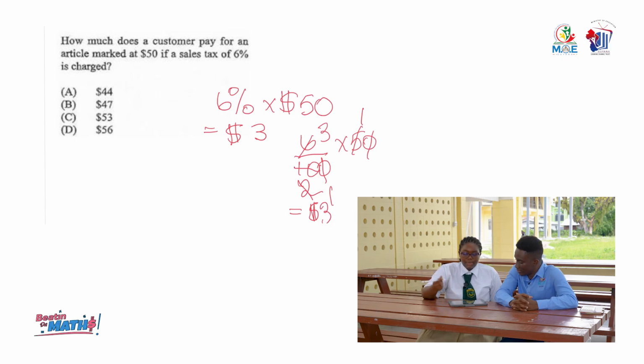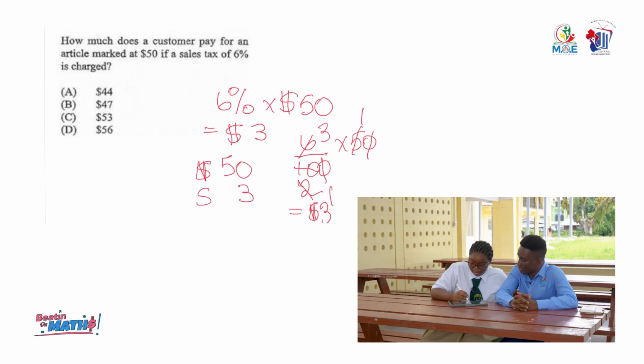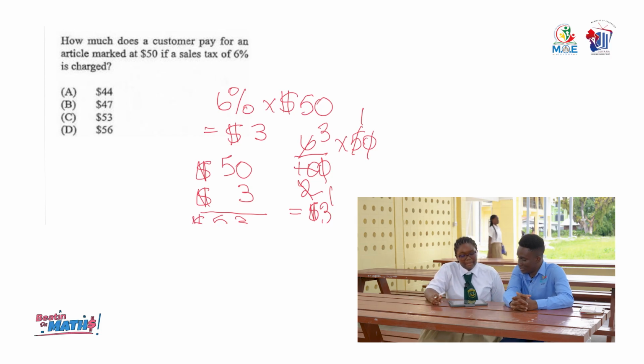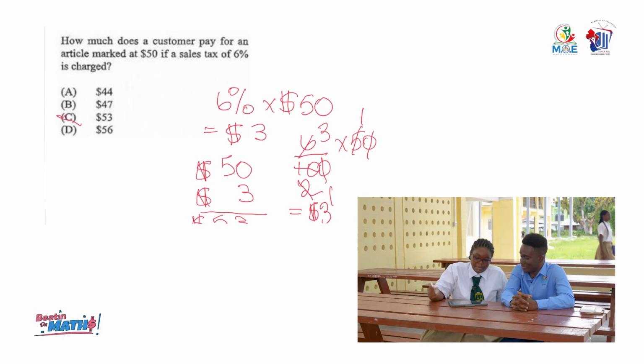All right. Now tax is added on, so it will be $50 plus the $3, and that will give you $53. So the answer would be? C. Very good.